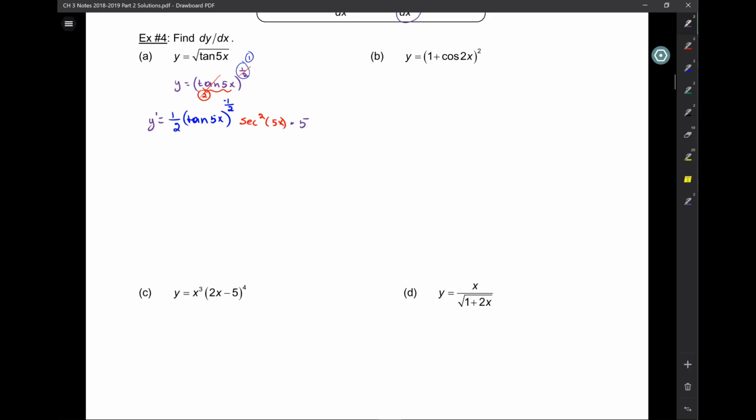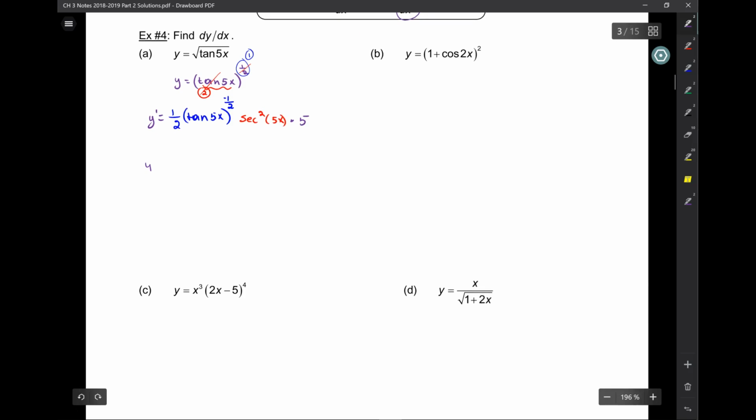Okay, so finally, let's write it all together. This negative 1/2 is going to come down, so in my denominator I have a 2 and a root tangent 5x. And then on top, I have a 5 secant squared 5x. Nice, huh?